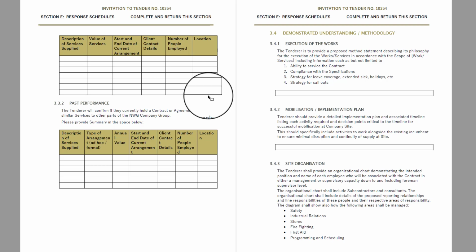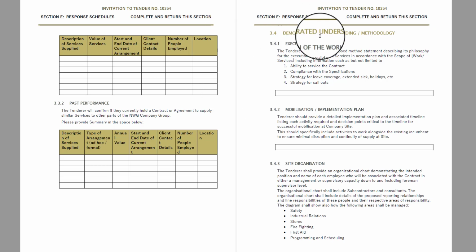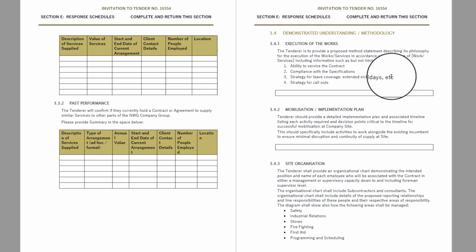Even if it wasn't you and your company, it was still someone within the cohort who's going to be working on that job. Demonstrated understanding and methodology is sometimes used. The thing about demonstrated understanding is that you have to demonstrate that you understand the requirements. And the easiest way to do that is to show that you understand the requirements because you've done that exact job somewhere else.